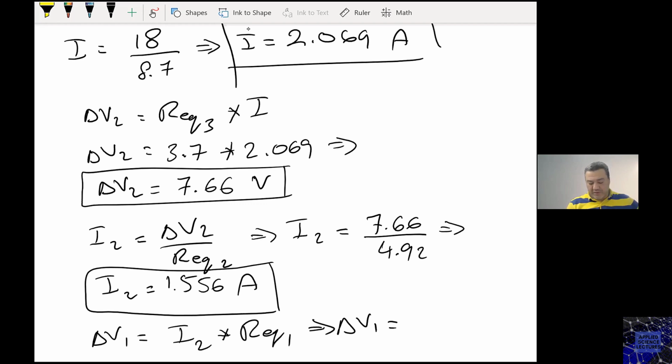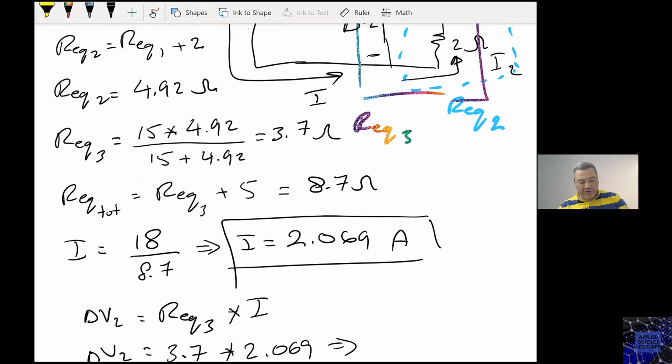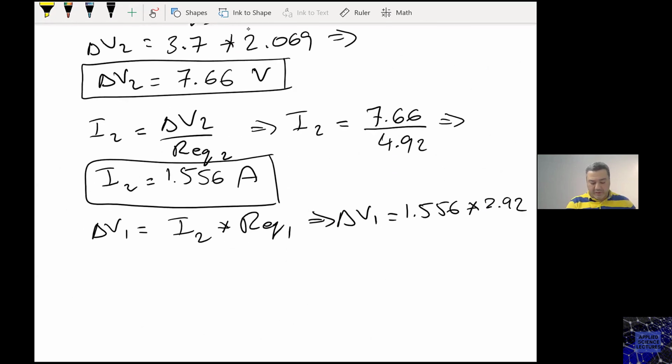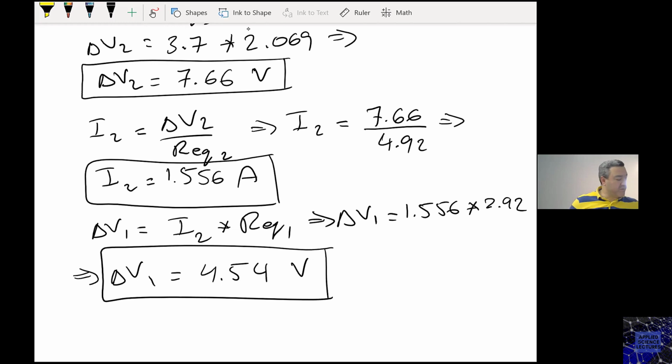Delta V1 is I2, 1.556, times R equivalent 1, which is 2.92. Then delta V1 is 4.54 volts. This is delta V, which is the potential difference the voltmeter is reading across those two resistors, 5 and 7, that are in parallel.